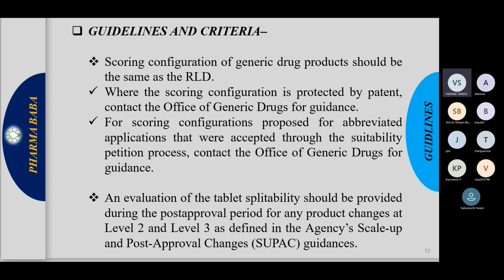After that, an evaluation of the tablet splittability should be provided during the post-approval period for any product changes at level 2 and level 3, as defined in the agency's SUPAC scale-up and post-approval changes guidance. If you are changing your formulation as per level 2 or level 3, if that much change happens after approval, then again you have to evaluate the tablet splittability as per the criteria we discussed so far.